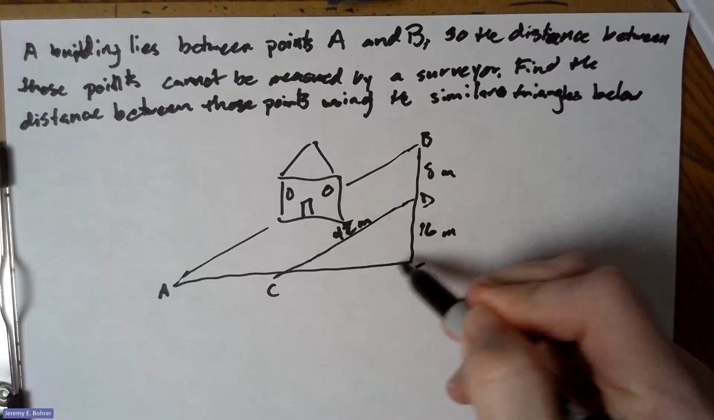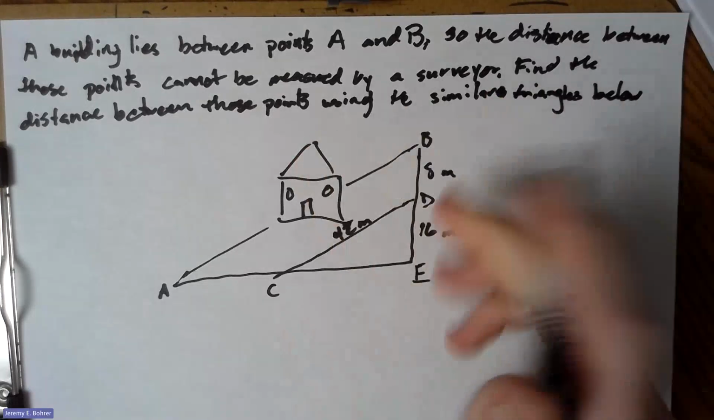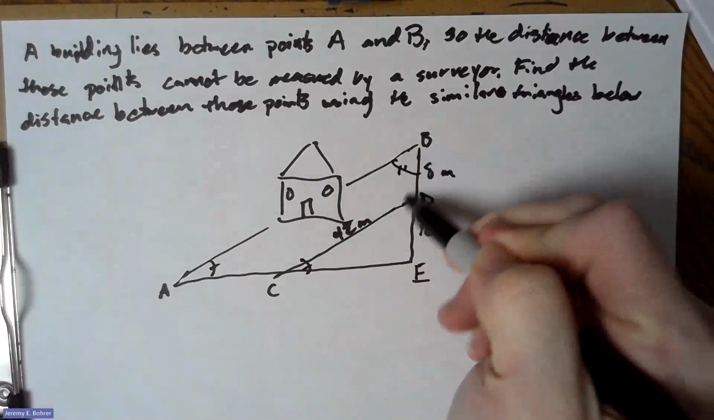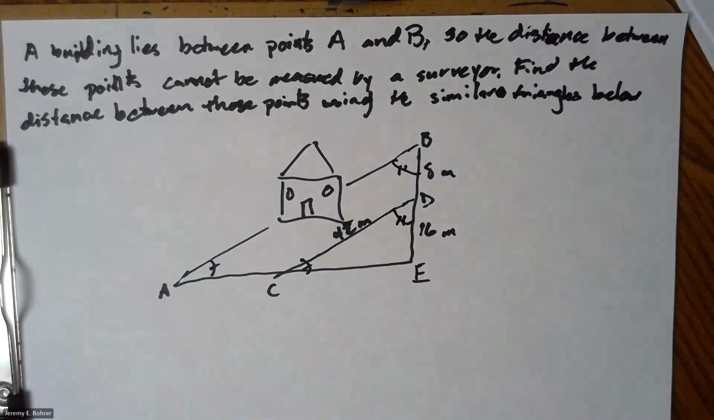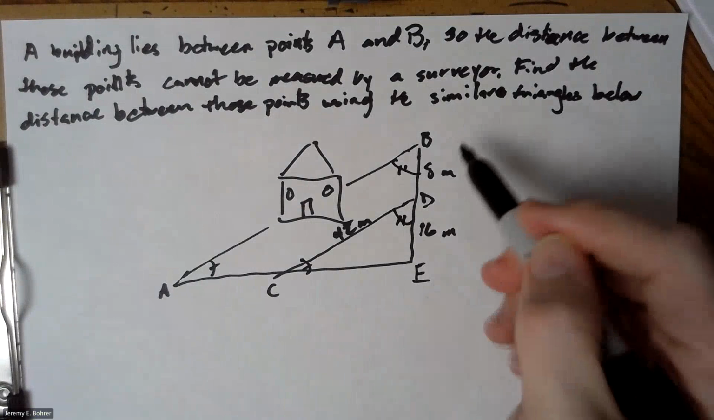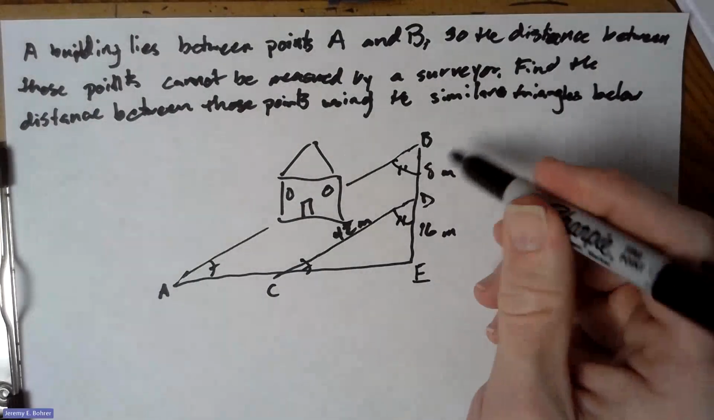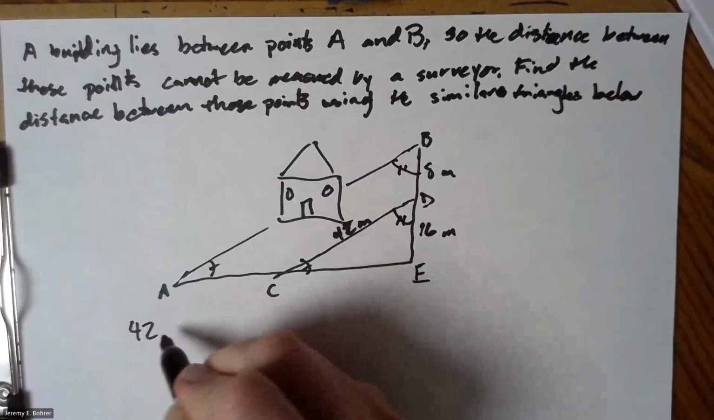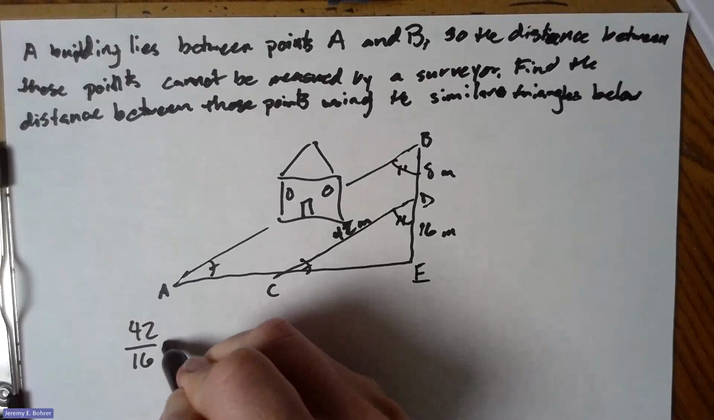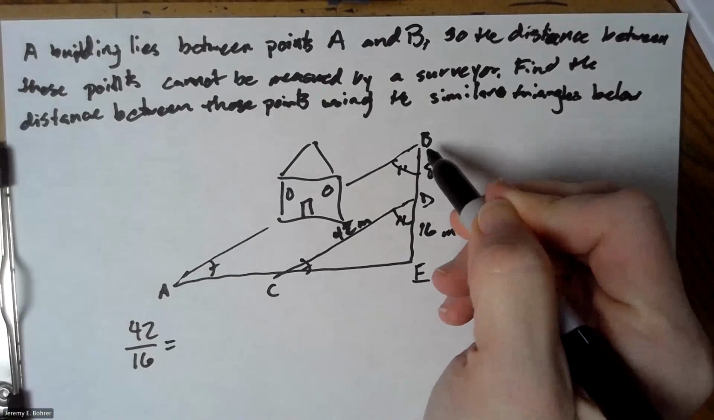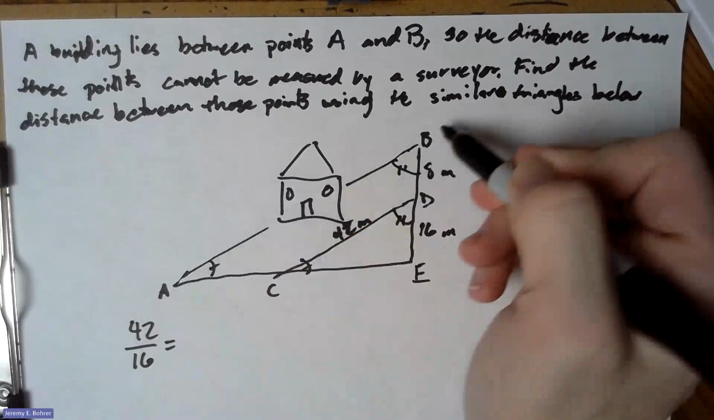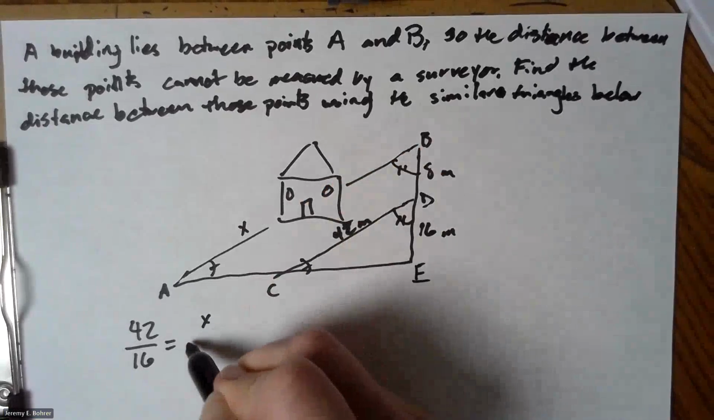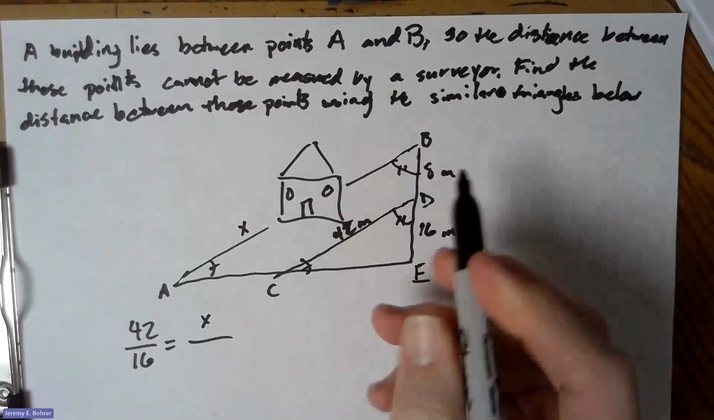It doesn't matter what angle this is. We're going to assume it's a right triangle, but it doesn't matter as long as we know that this angle and this angle are the same, and this angle and this angle are the same. What we know is that we've got 42 is to 16 as x, the length A plus the length from A to B, is to 8 plus 16, which is 24.